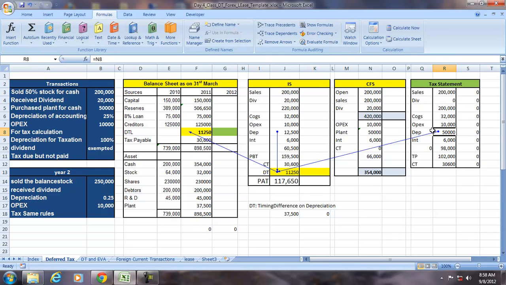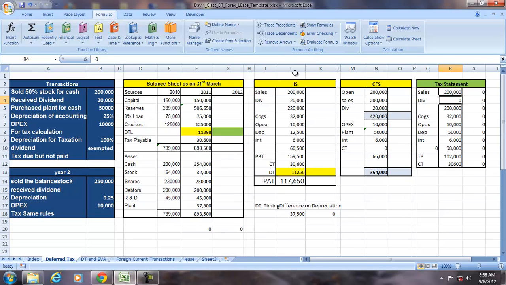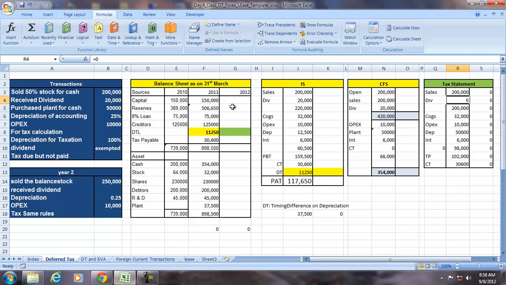But the depreciation difference is treated as a temporary or timing difference, whereas the dividend difference is considered to be a permanent difference. So let us see in the second year what happens with the same information given for the same company. So we are selling the goods. The opening cash in hand is 354. The balance stock is sold for 250. And so the sales is also in the form of cash.